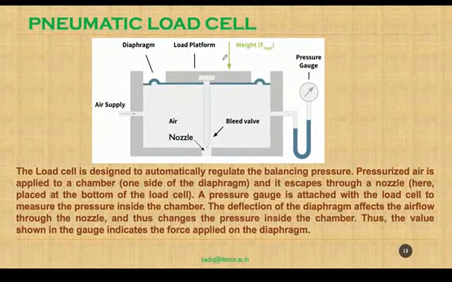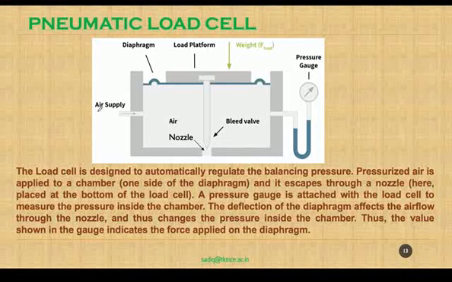Similar to the hydraulic load cell, there are pneumatic load cells also. The pneumatic load cell consists of again a container. There is a high pressure air supply device like a compressor. There is a chamber. There is a diaphragm. On the top of the diaphragm there is a platform on which force can be applied. The diaphragm is connected with a valve, and the valve is in contact with a nozzle here, an opening here. The chamber is connected with a pressure gauge also.